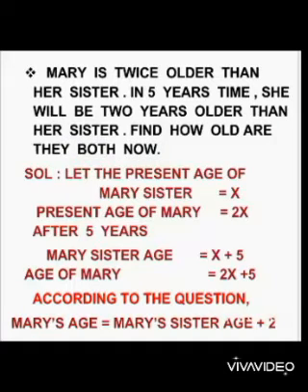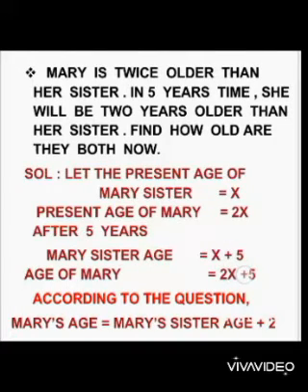Okay, children. So Mary's age is twice older than her sister. They have given the condition in the question. So first let us consider present age of Mary's sister is equal to x. So what will be the present age of Mary? It will be 2x, isn't it? Next, after 5 years, Mary's sister's age will be x plus 5, isn't it? After means you have to add it. And Mary's age will be 2x plus 5.